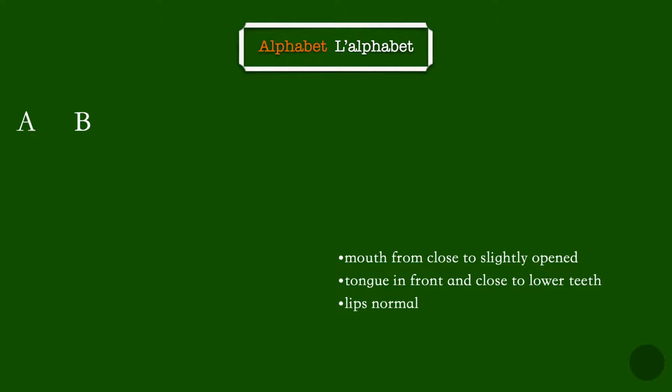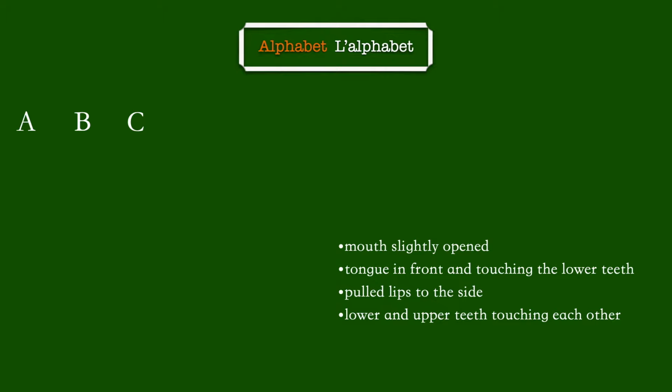What about letter C? In French, we pronounce it C. The letter C has different characteristics to be pronounced well. First, you need your mouth to be slightly opened. And you also need your tongue to be in front of the lower teeth, and it also needs to touch your teeth to make the correct sound. About your lips, it's important that you pull them to the side, and finally, your lower and upper teeth need to touch each other, or at least be very close to each other. C.